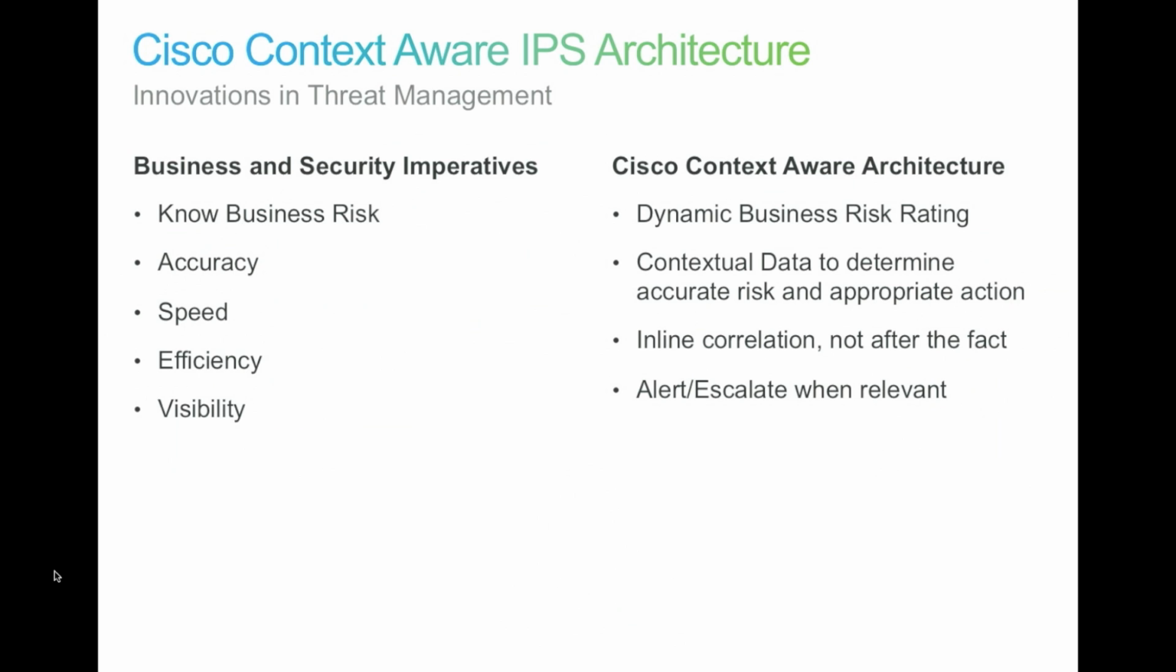Let's summarize with a couple of key points where the Cisco Context-Aware IPS architecture addresses business and security needs. First of all, customers want to know the business risk of the threats against their assets. Our technology is designed to give them the business risk assessments through a risk rating, taking into account information from the SecureX architecture. Customers also want greater accuracy when the threat is occurring. Cisco achieves this by using more data from more sources and compiles this information. Customers want speed. Cisco pulls this information together inline and not after the fact in the management plane.